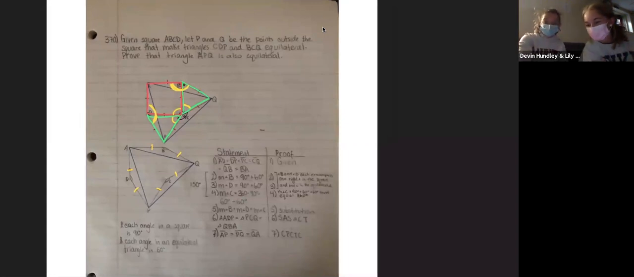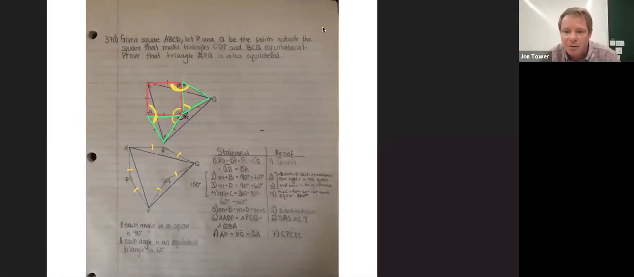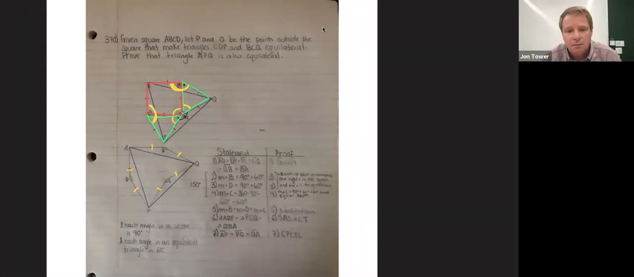I can just keep going. Yeah, Devin, I appreciate it. I'm not sure who else is going to pick that up. And then we said that measure of angle B, measure of angle D, and measure of angle C are all equal to each other due to substitution. And then we said that triangle ADP and triangle PCQ and triangle QBA are all equal to each other due to the side-angle-side triangle congruency theorem.